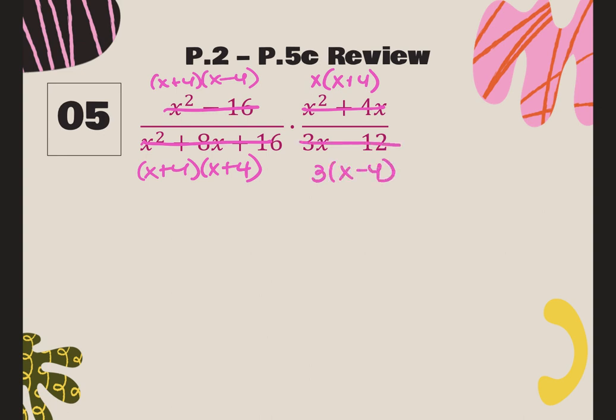Then I start to cancel. So I've got a plus 4 and a plus 4 in the top and the bottom that can be canceled. A minus 4 and a minus 4 that are diagonal can be canceled. A plus 4 and a plus 4 that are diagonal the other way can be canceled. And all that's left is the x over the 3. So again, much better, okay? Just be careful. There were some silly mistakes made along the way, so just be careful.